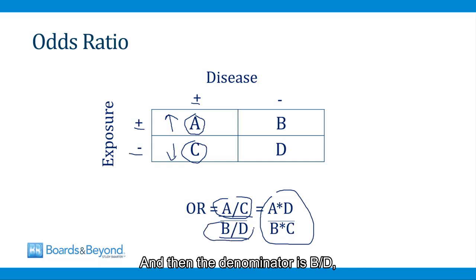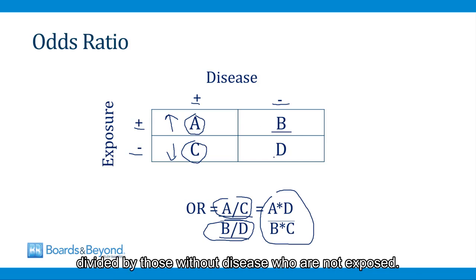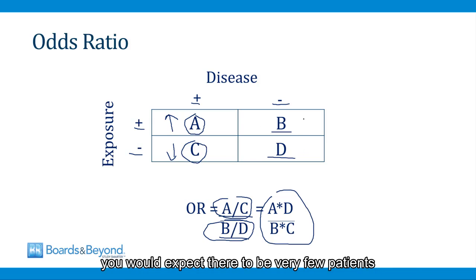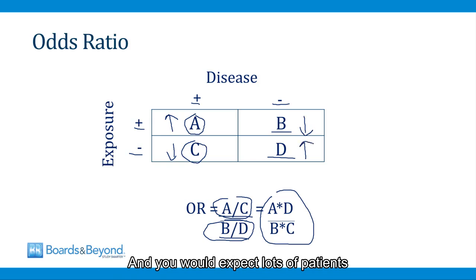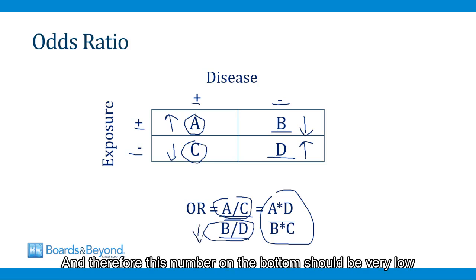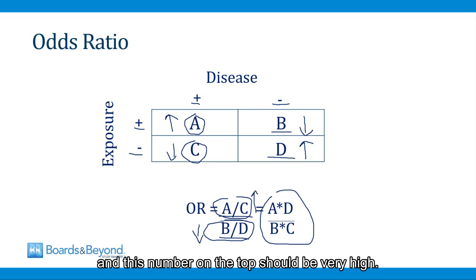And then the denominator is B over D. That's the patients who do not have disease who are exposed, divided by those without disease who are not exposed. And once again, if the exposure and the disease are linked, you would expect there to be very few patients who are exposed who do not have disease, and you would expect lots of patients who do not have disease who are not exposed. And therefore, this number on the bottom should be very low if exposure and disease are linked, and this number on the top should be very high.